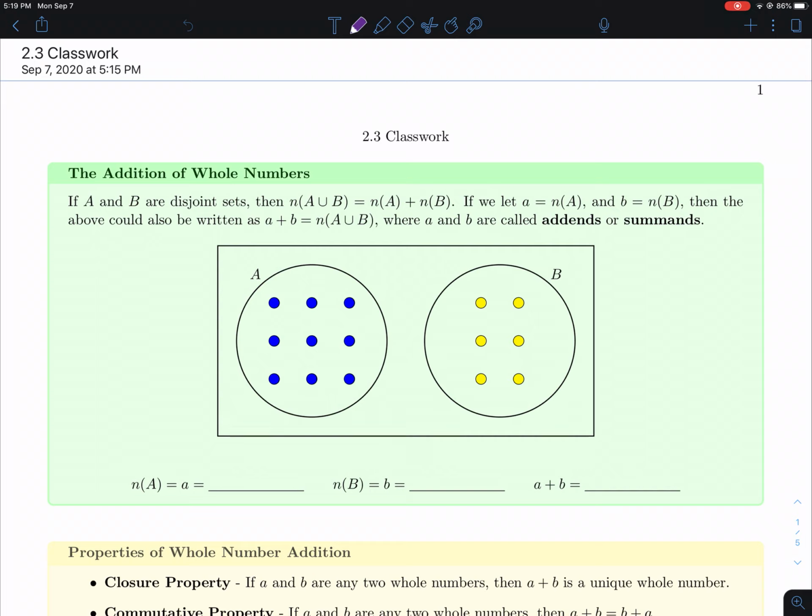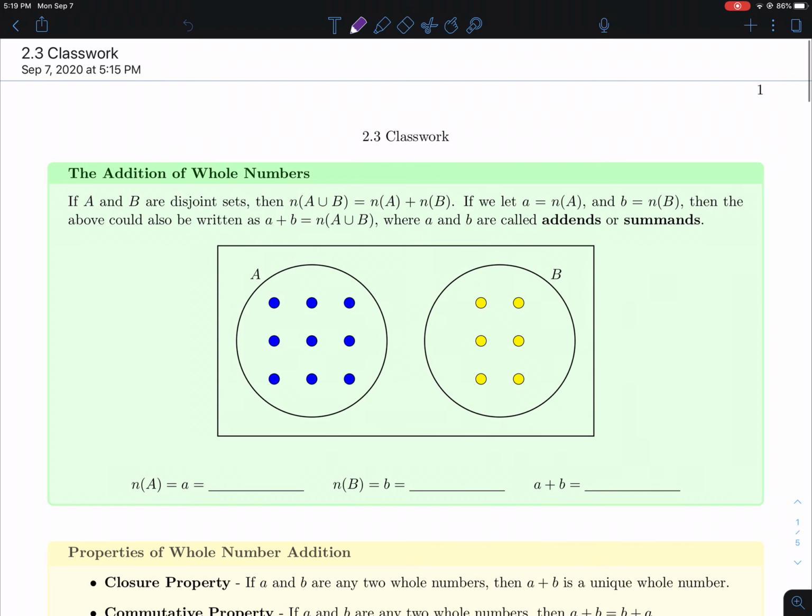All right. So what we're going to look at is we're actually going to go into the addition and subtraction of whole numbers. So remember, whole numbers are the numbers that include 0 and all the counting numbers. So again, this is kind of getting into the arithmetic part of it.